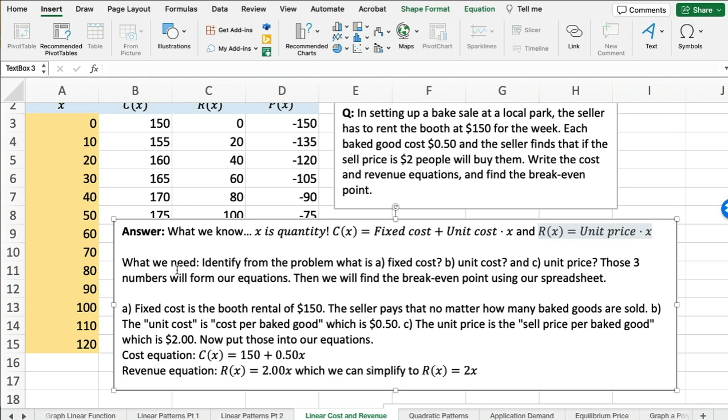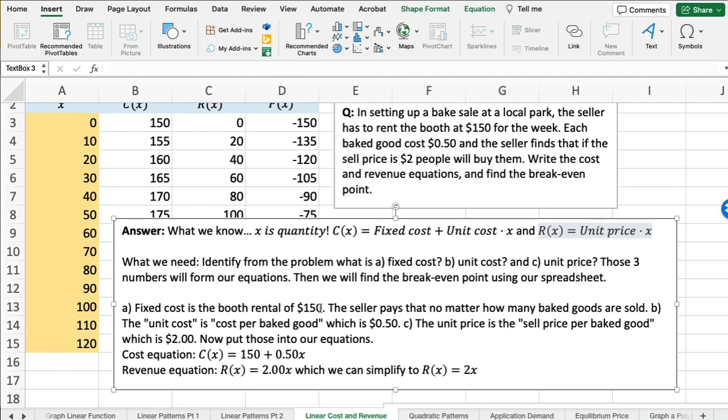So what do we need to identify? We need to identify what those three quantities are: the fixed cost, the unit cost, and the unit price. Those three things are going to help us to form our equations, and then we can set up our columns in our spreadsheet and use that to find our break-even point.